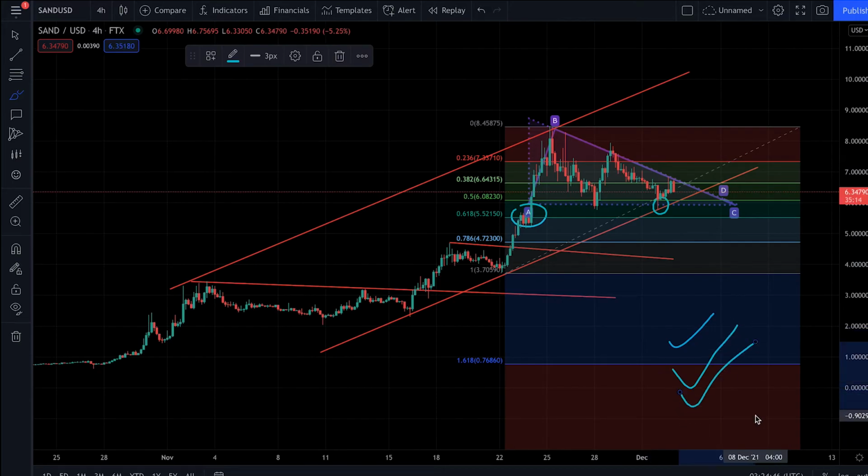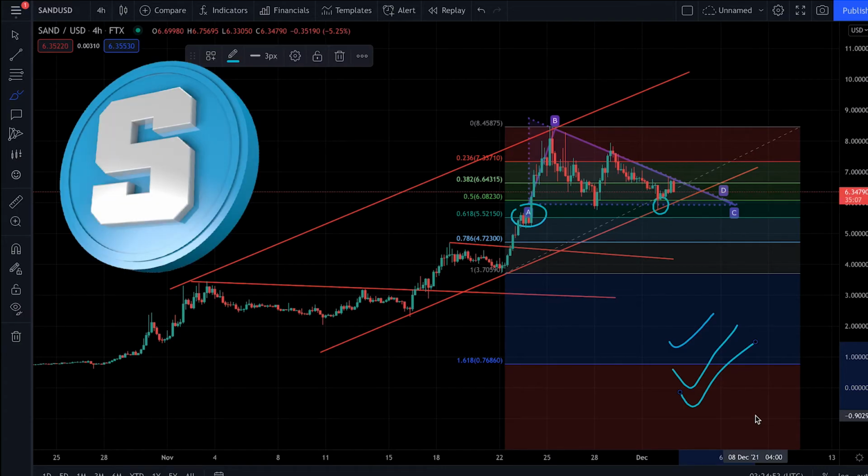So now we have three points of confluence that are telling us that SAND is going to be bouncing from this point in time. SAND is going to be bouncing, or going higher.